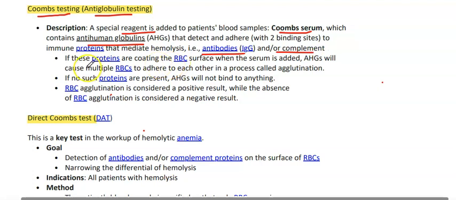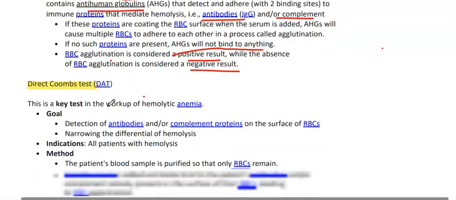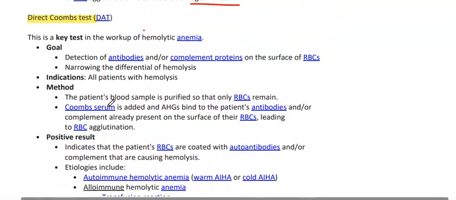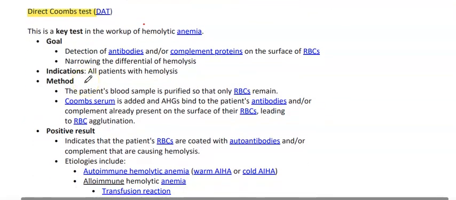complement. If these proteins are coating the RBC surface when the serum is added, anti-human globulin will cause multiple RBCs to adhere to each other in a process called agglutination. If no such proteins are present, anti-human globulin will not bind to anything. RBC agglutination is considered a positive result, while absence of agglutination is considered a negative result. Now we will discuss what is direct Coombs testing, as we have two types, direct and indirect Coombs testing.